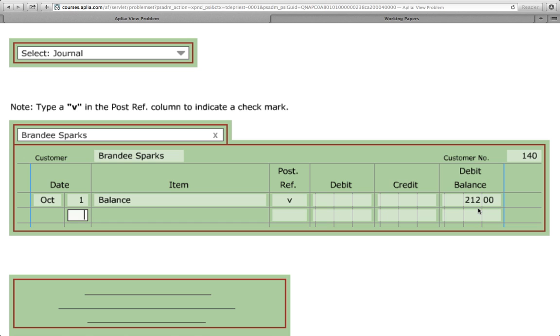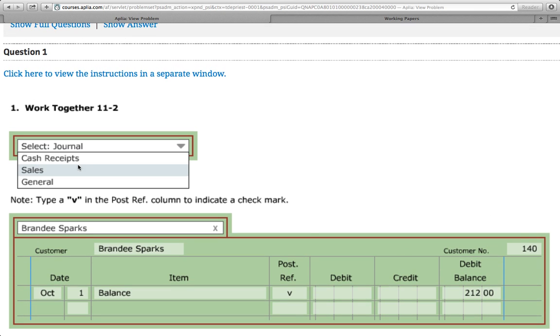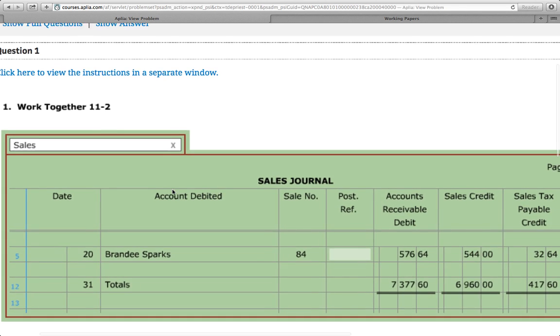All right, so that's instruction number 1. Instruction number 2 says post the accounts receivable debit entry on line 5 of the sales journal to the accounts receivable ledger for Brandy Sparks. So let's open up the sales journal, and here it is.